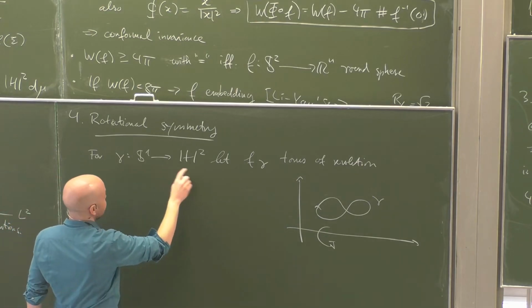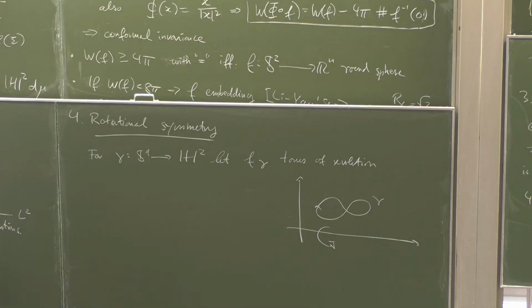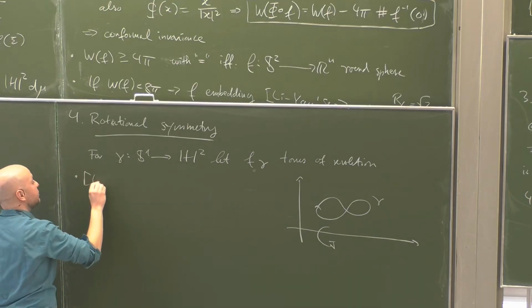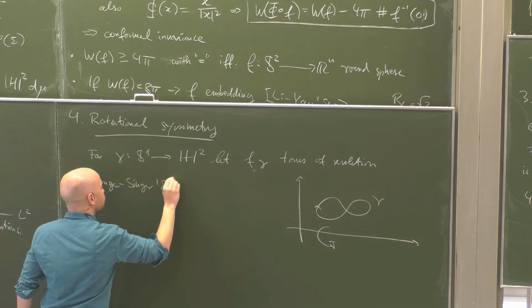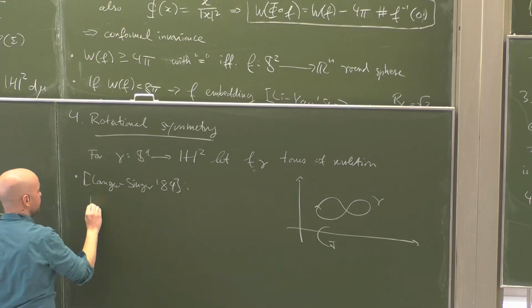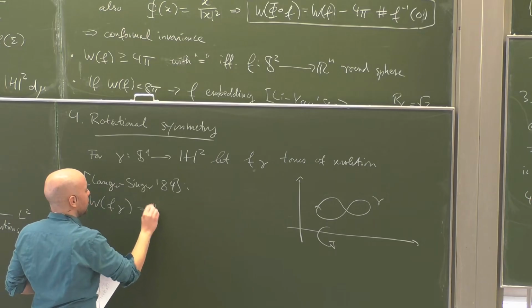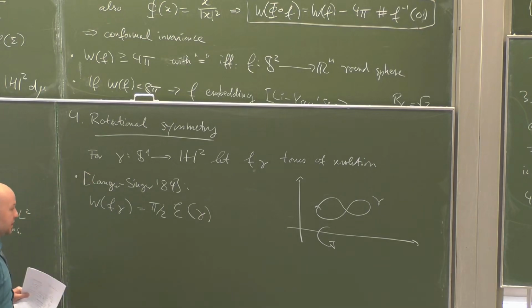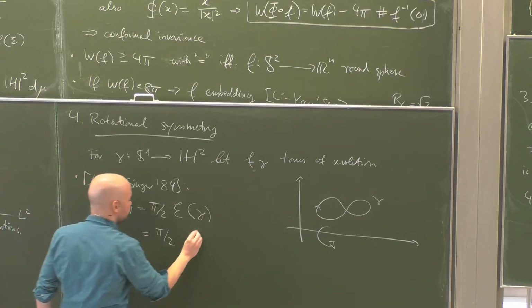And this is why I write H2 here, because the Willmore energy is related with hyperbolic geometry of this curve now. The Willmore energy of this torus of revolution. I think this goes back to the work of Langer and Singer before, saying that the Willmore energy of the torus of revolution is a factor pi over 2 times another functional of the curve, E of gamma, the so-called Euler-Bernoulli energy of this curve.